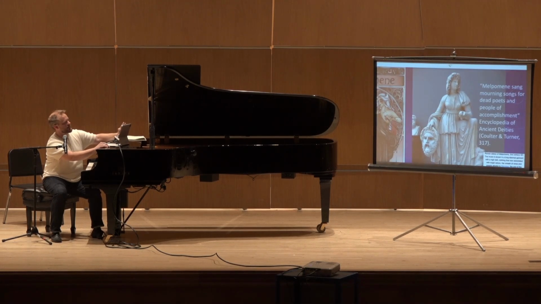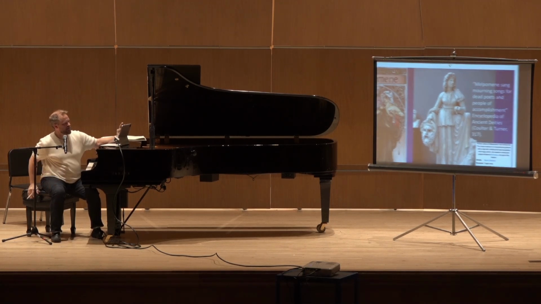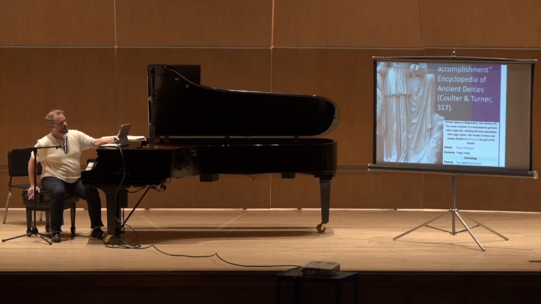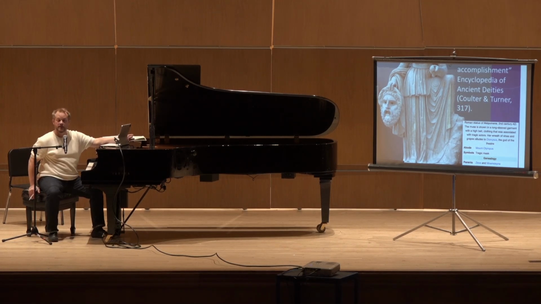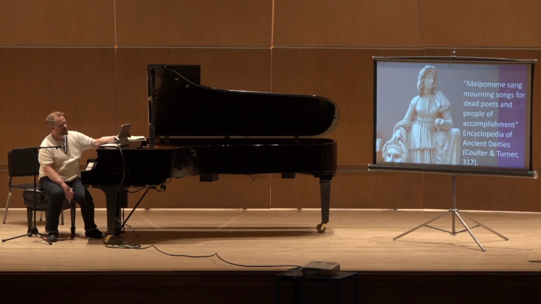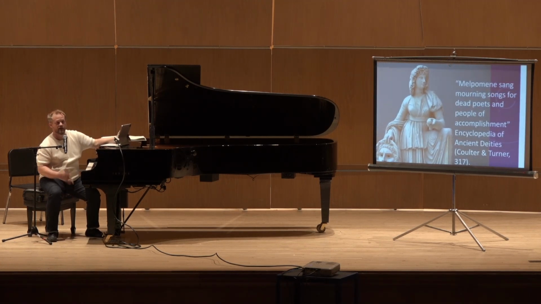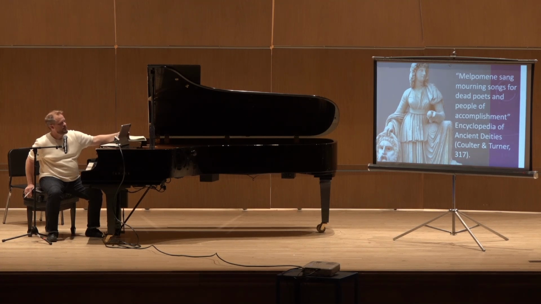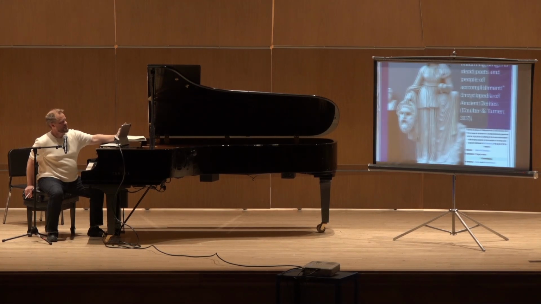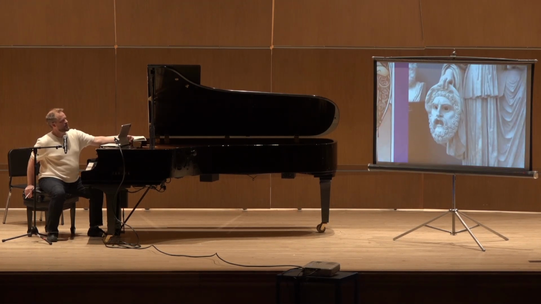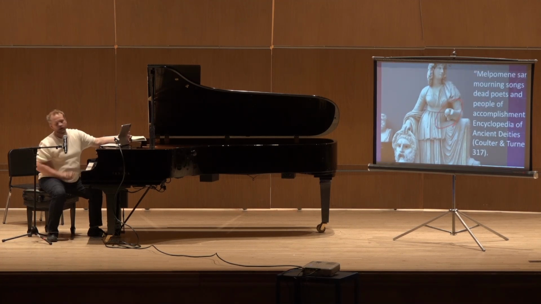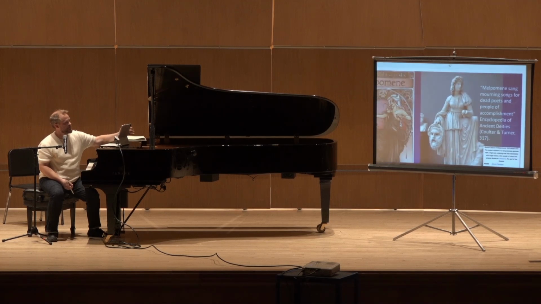Then this is a sculpture, and this is from Rome. You can see the details here. Roman statue of Melpomene from the 2nd century AD. It's like year 150. It's a long time ago. Melpomene is known for singing songs of mourning for poets or people of accomplishment. And there's this really cool book called the Encyclopedia of Ancient Deities that I got that from. And you can see the mask here. Pretty ominous face, and what looks like a club or maybe part of a sword or a knife.